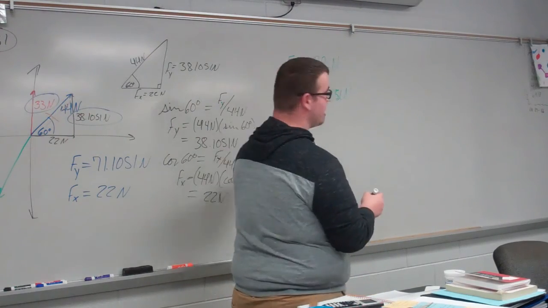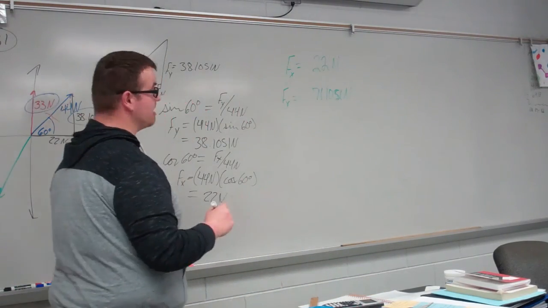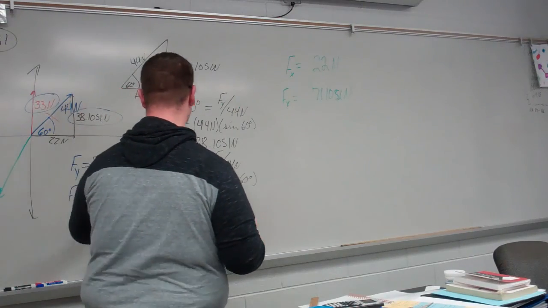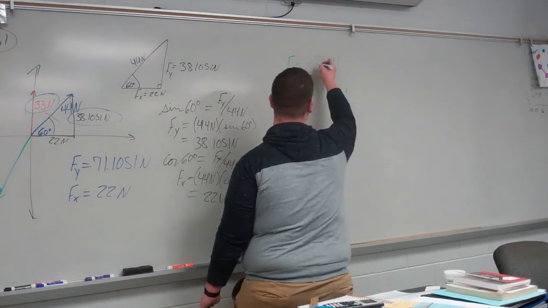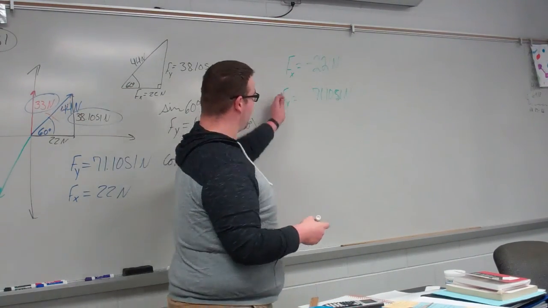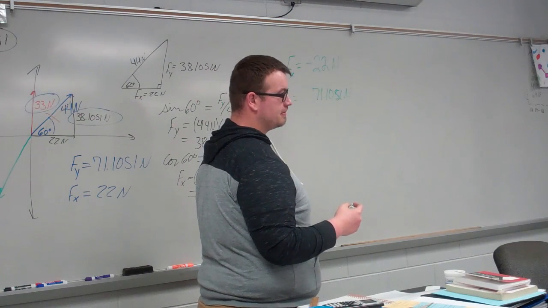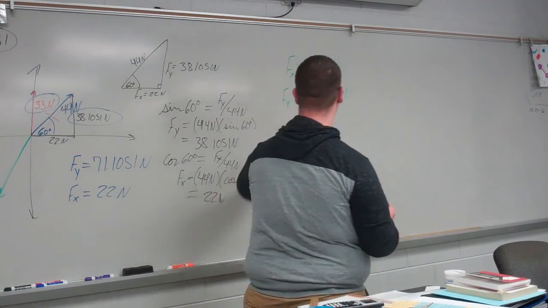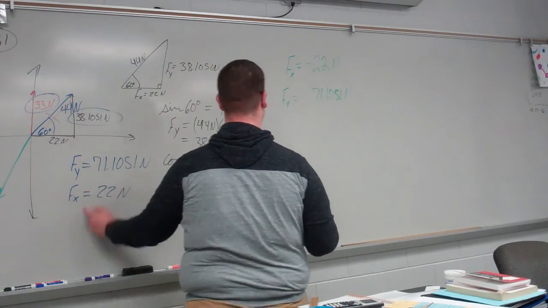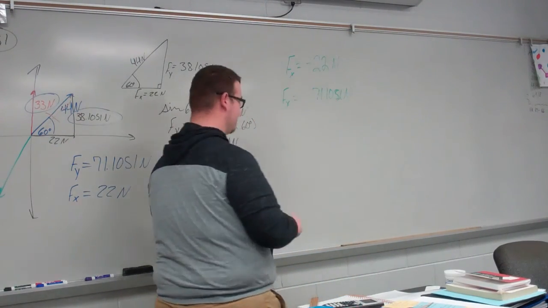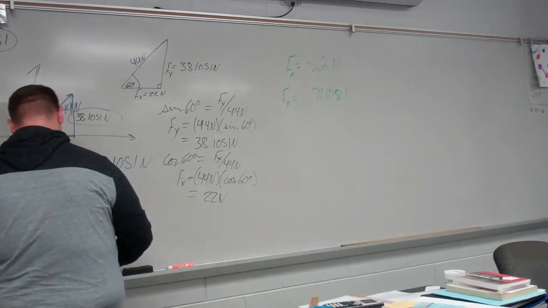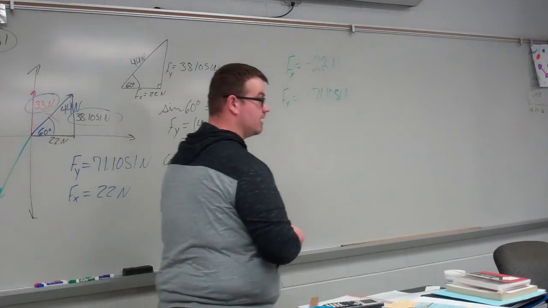Because look, the force of the x component. The magnitude is the same. It absolutely is 22 newtons, but it's got to be negative. The force of the y component has to be negative, because in quadrant 3, x is negative, and so is y.